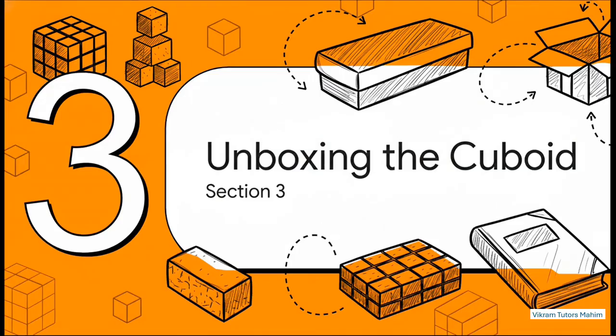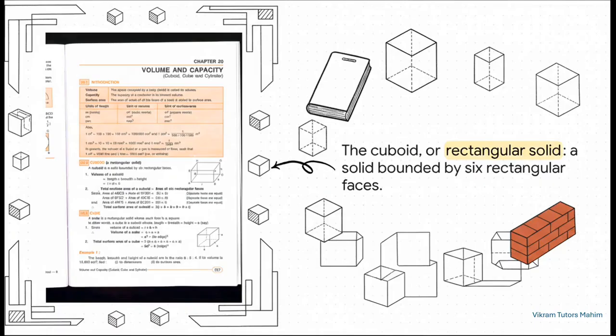All right, now that we've got the cube down, let's move on to its much more common real-world cousin, the cuboid. So unlike a perfect cube, a cuboid, you might also hear it called a rectangular solid, has a different length, breadth, and height. And this shape is absolutely everywhere. It's your phone, it's a book, it's a brick.